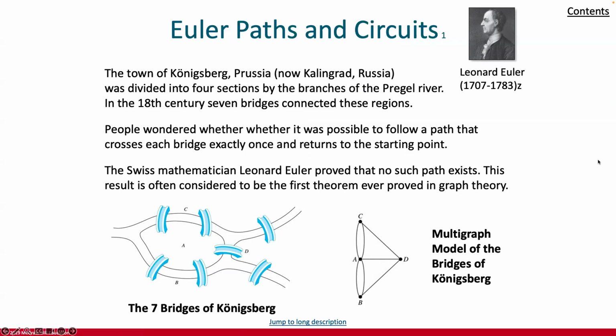So there was a town in Prussia, now part of Russia, that was divided into four sectors by branches of the Pregel River in the 18th century. Seven bridges connected these regions, and Euler was able to prove that no such path exists: it was not possible to follow a path that crosses each bridge exactly once and return to the starting point. So this is the seven bridges problem that we have here.